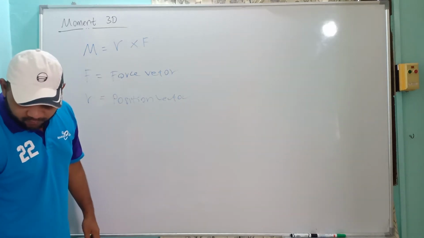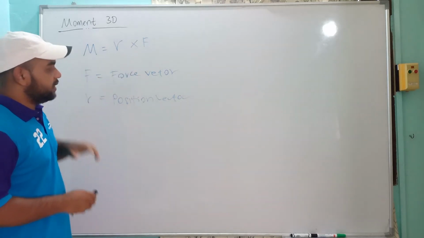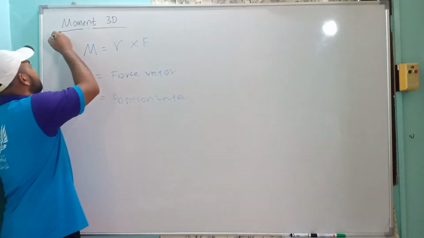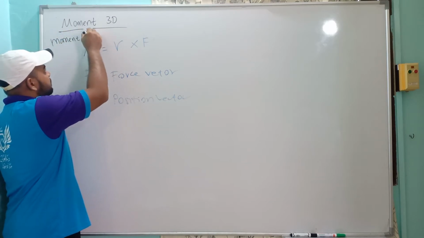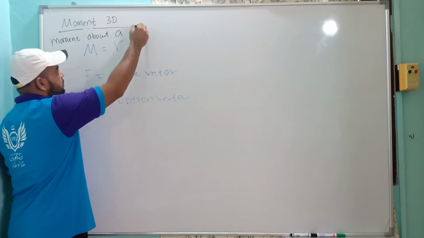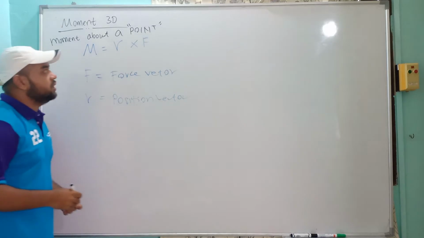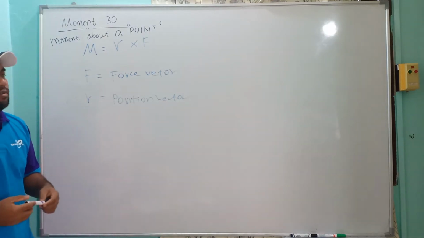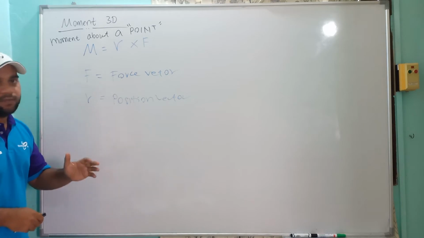Before we go further, we should notice that what I write here is moment about a point. So moment about a point is R cross F. F is the force itself and R is the position.